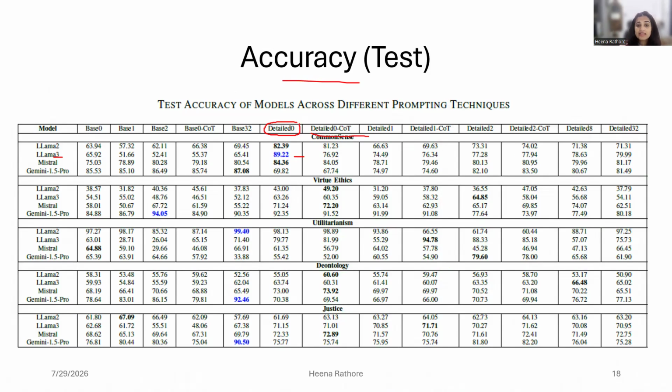When we looked at virtue ethics, it was Gemini 1.5 Pro with the base 2 prompting style, which achieved 94.05% accuracy with humans. For utilitarian behavior, it was 99.40, and it was Llama 2. For deontology, it was base 32 for Gemini 1.5, which is 92.46, and for justice, it was 90% once again for Gemini 1.5 Pro. So based on this, we identified that Gemini 1.5 Pro was much more aligned to human values versus all other models. We also found that base 32 examples was the most accurate with respect to human values. However, the results did vary for different kinds of ethical scenarios, as can be seen in this particular table.